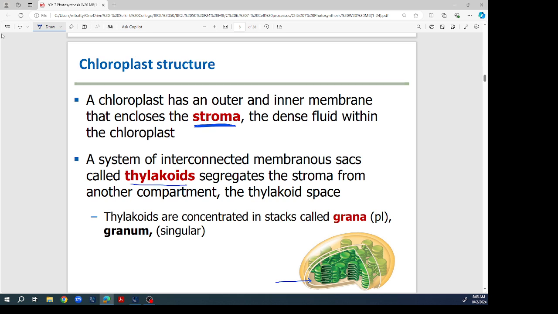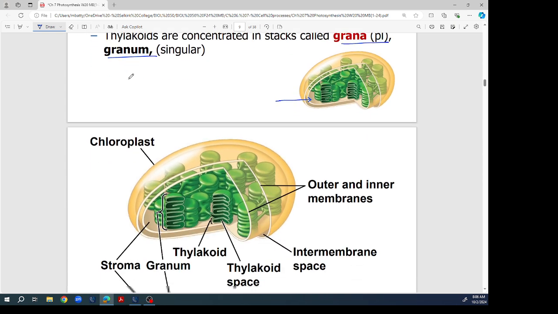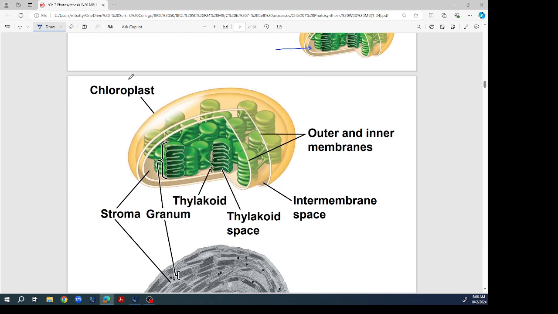And so thylakoids are concentrated in stacks, and a single stack is a granum, or the plural is grana. Oh my goodness, there are so many words here. Don't worry, there's a vocab list coming up, and hopefully you did some of that pre-reading to get some of these straight. So here we have again that idea of the stroma in our chloroplasts.